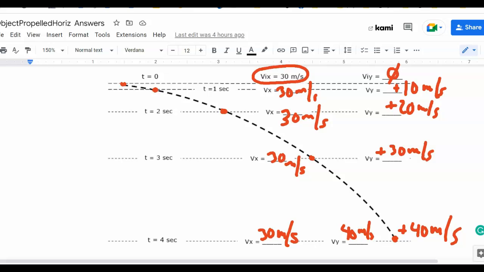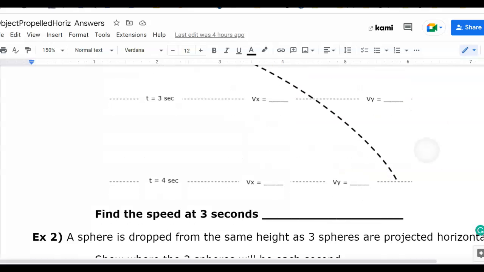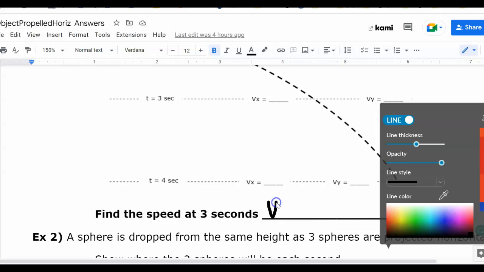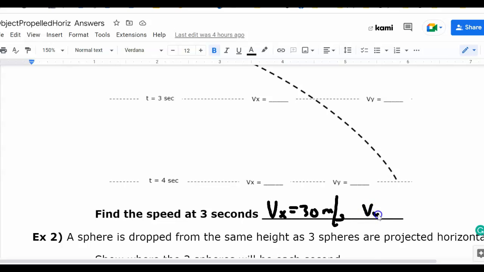The next question at the bottom, I think, is, what's the speed of the ball at 3 seconds? I have the Vx and the Vy, but they want the single speed. I want to take those two vectors and join them to a single speed. When they're 90 degrees, I know how to do that. Let's find the resultant. At 3 seconds, I know that it has a Vx of 30 meters per second, because my picture says so, and I know that it has a Vy of 30 meters per second. Now I want to add those vectors. I find the resultant, and because they're 90 degrees, I have a nice little trick.